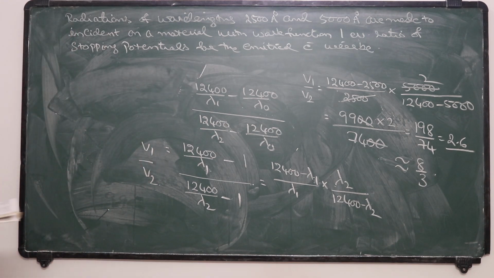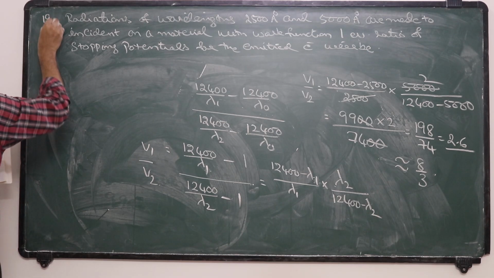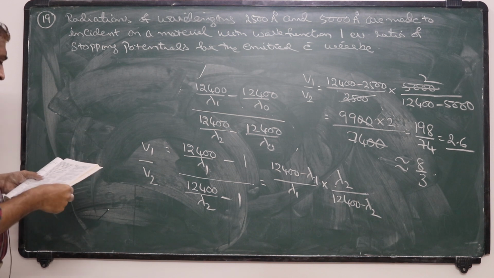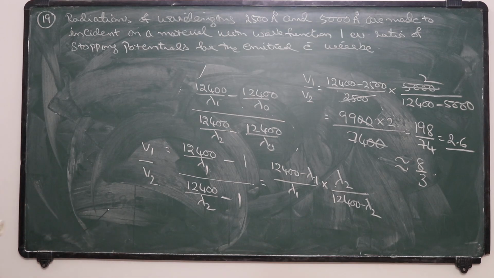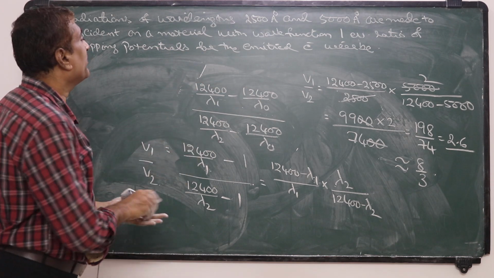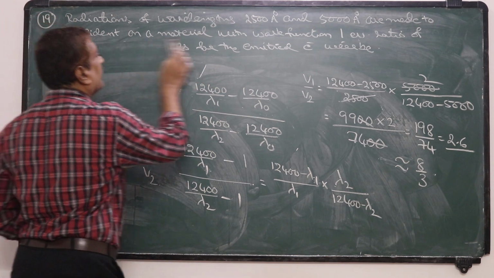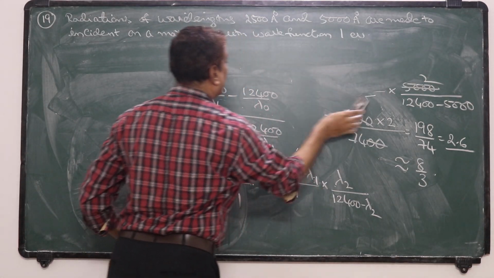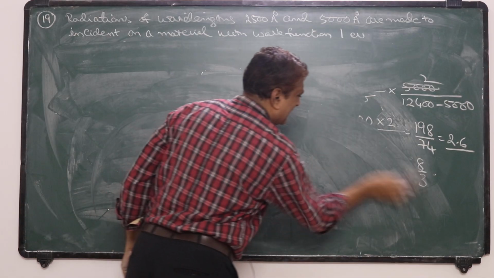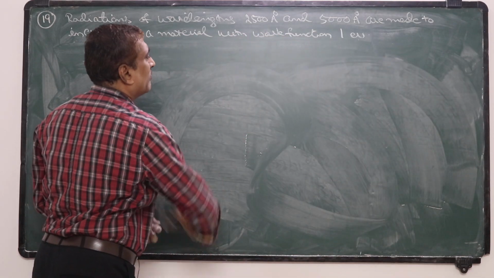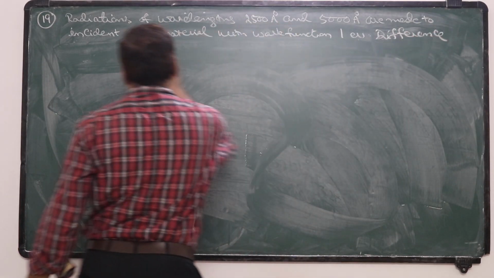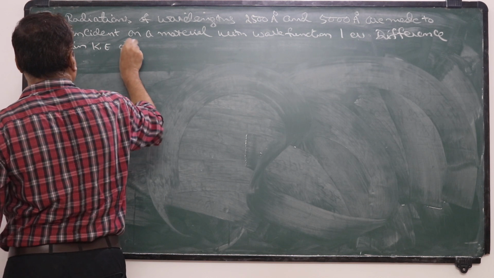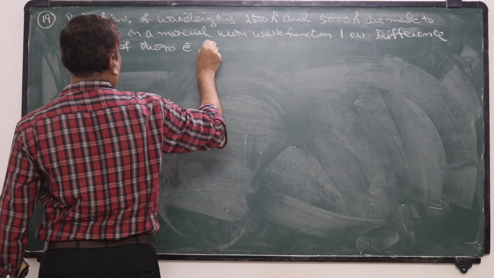Now the 19th one, the same problem. The difference of kinetic energies of the emitted photoelectrons will be: with the same problem we have to calculate the difference in kinetic energy of photoelectrons.